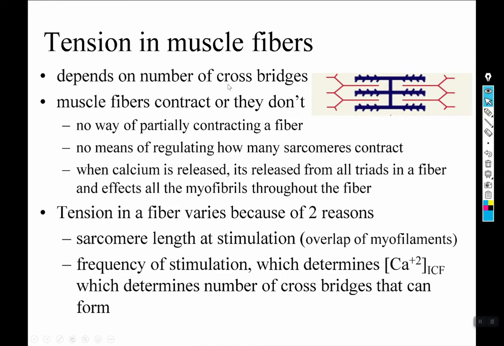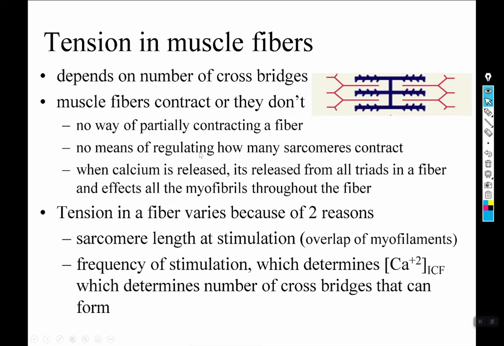So this just recapitulates what I said in the last slide, which was muscle fibers, so cells, they either contract or they don't. So within a fiber, there is no way of partially contracting one group of sarcomeres and not having the other groups of sarcomeres in that fiber contract as well. But remember, it's important to note the scale here. Muscle fiber in this context means muscle cell. So I'm talking about the myofibrils making up an individual muscle cell.